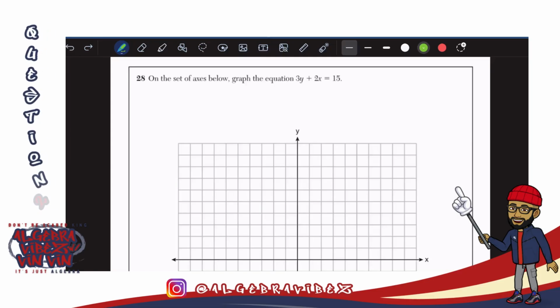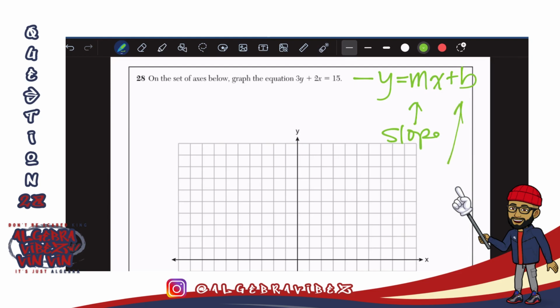All right, everybody, welcome to question 28. On the set of axes below, graph the equation 3y plus 2x is equal to 15. So the first thing we want to make sure is that we're getting it into this format here: y is equal to mx plus b, where m is our slope and b is our y-intercept.